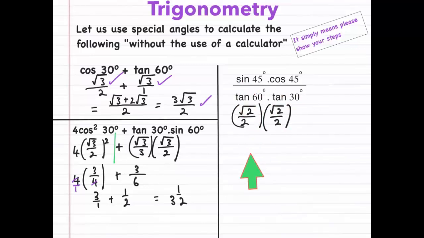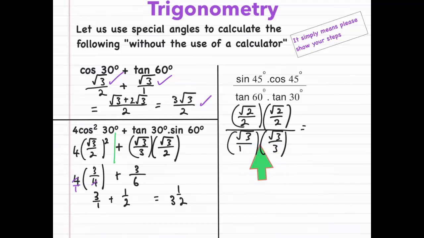And then we still need to divide with the bottom part. And the tangent of 60 degrees, that's equal to the square root of 3/1, or just the square root of 3. I always put it over 1. And then the tangent of 30 degrees, which is equal to the square root of 3/3. Okay, and now we multiply this top part, multiply the bottom part, because we want to simplify the numerators and denominators as far as possible.